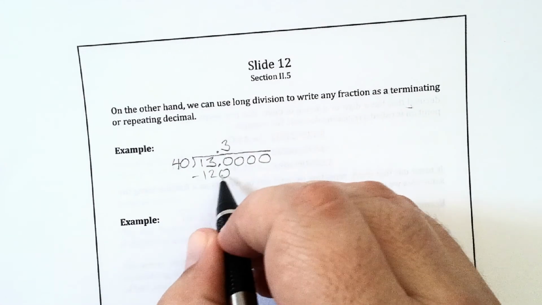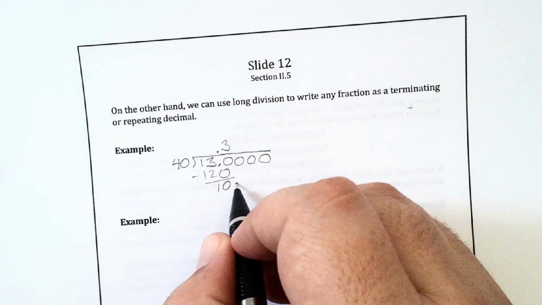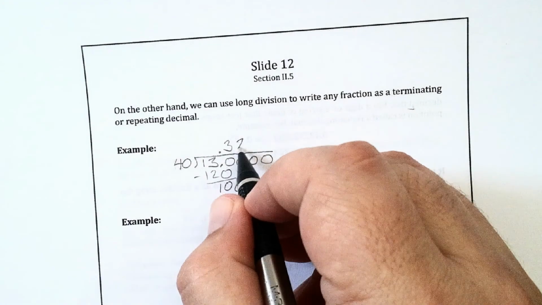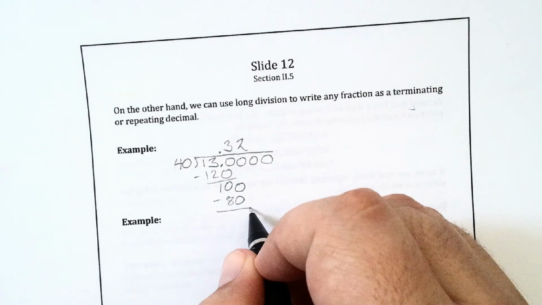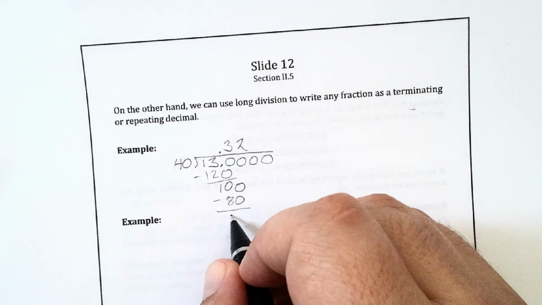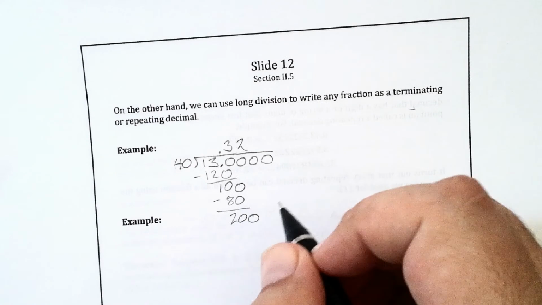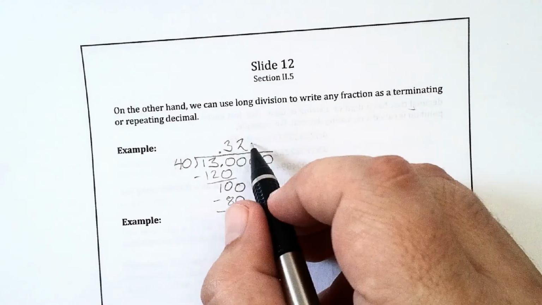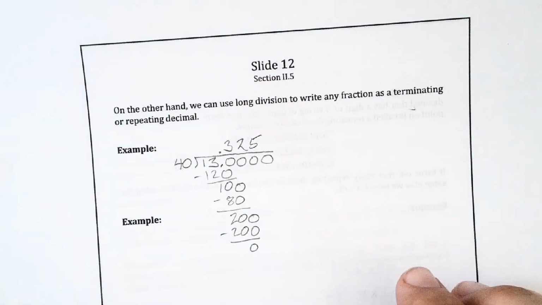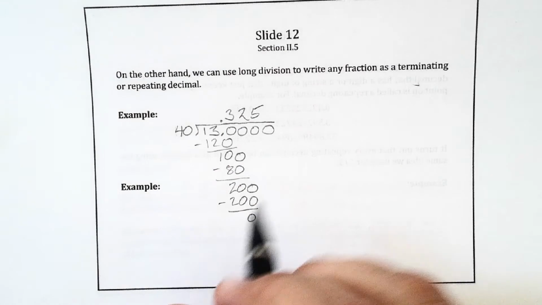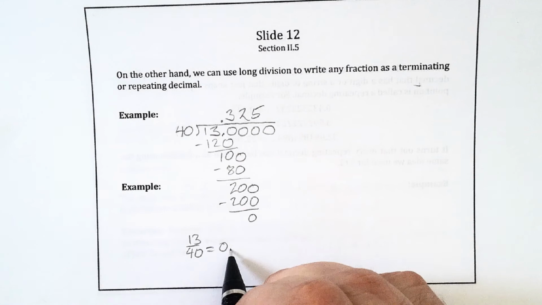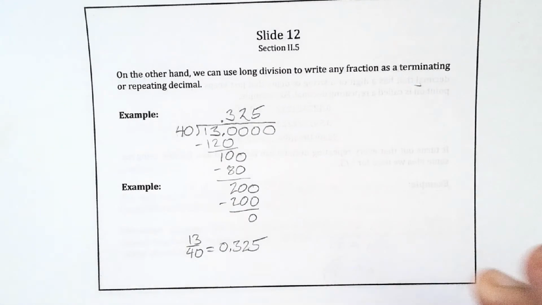Minus 120, subtract, get 10, drop a 0. 40 goes into 100 twice. Subtract, we get 20, drop a 0. 40 goes into 200 5 times even. So we get 0 and then we're done. So this tells me that 13 over 40 is 0.325. So there's a second method for doing that.